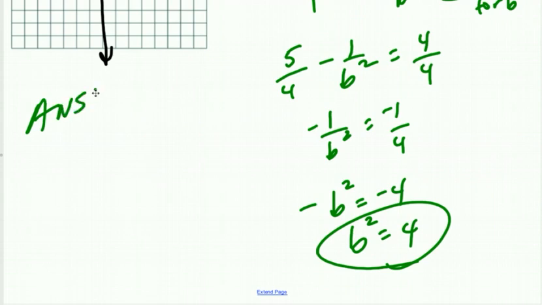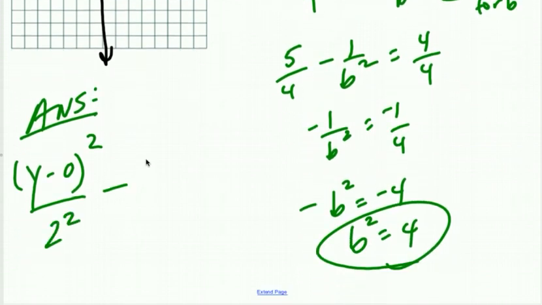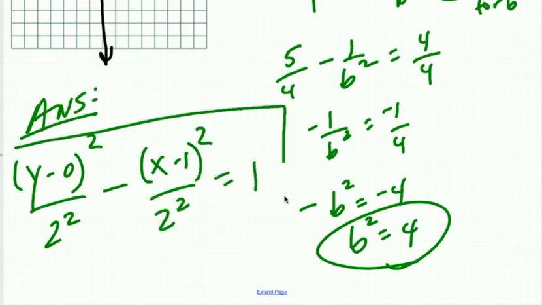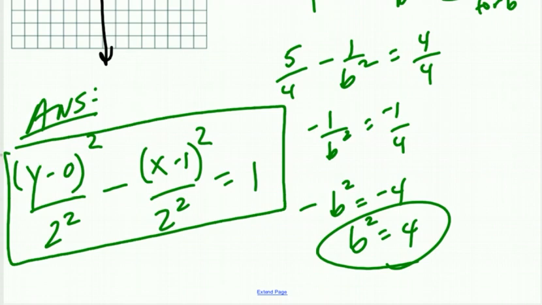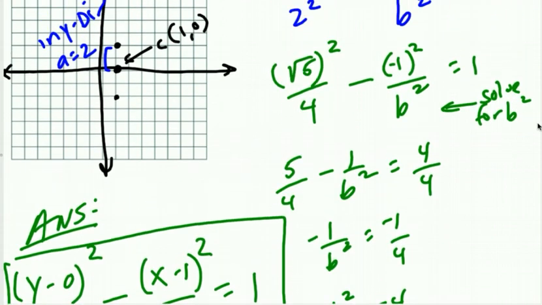So my answer is going to be (y minus 0) squared over 2 squared minus (x minus 1) squared over 2 squared, or 4, doesn't matter, equals 1. And that's it. So it turns out in this case that a and b are the same. And that's the deal. All right.